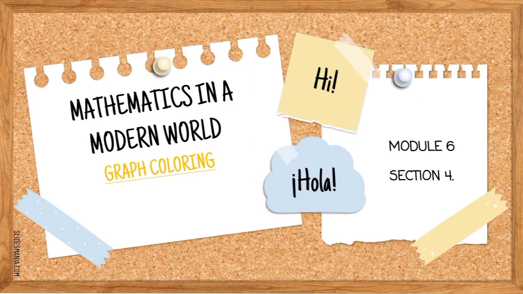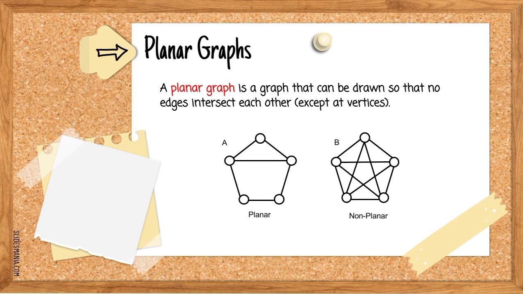I'll be the one to report the graph coloring from Module 6, Section 4. For this topic under graph theory, which is graph coloring or how to color graphs, to color a graph, one must draw a graph in such a way that no edges are intersecting. This is what you call a planar graph as shown. If at least two edges intersect with one another, we call this graph a non-planar graph as shown.